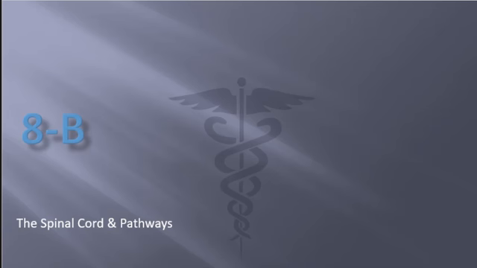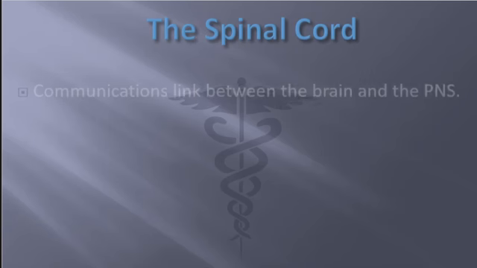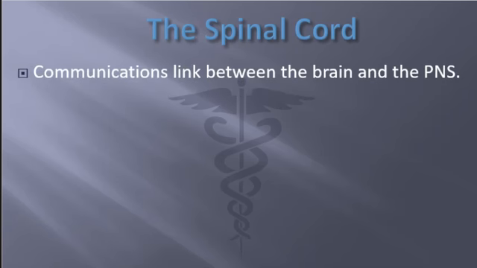Now we're finally at 8B. Look what time it is. We're just now getting to 8B. Okay, here we go. The spinal cord. Communication link between the brain and the peripheral nervous system. There's only one page, though. Yeah, there's only one page, and this stuff at the beginning is just introduction. There's no place to write this down.